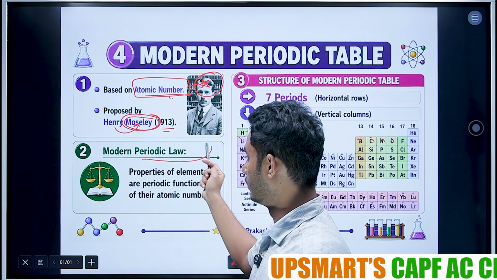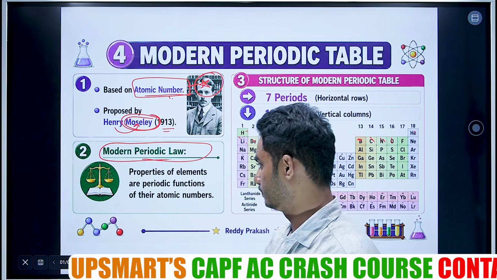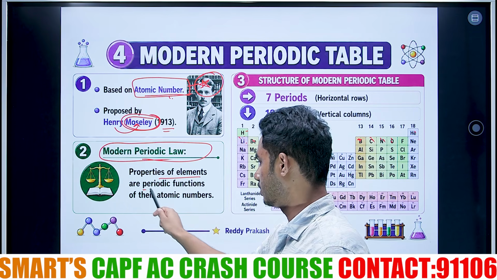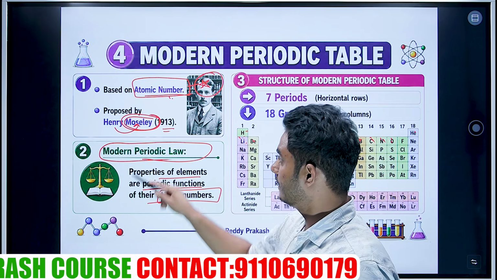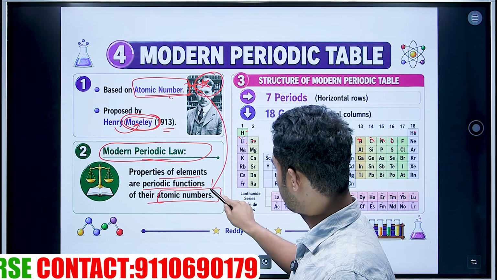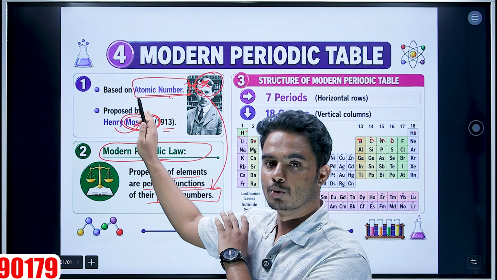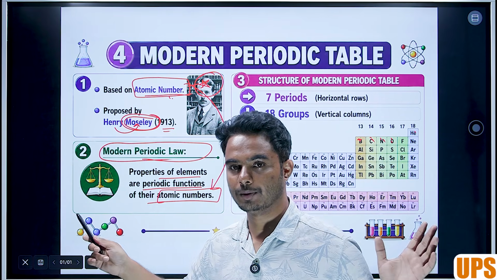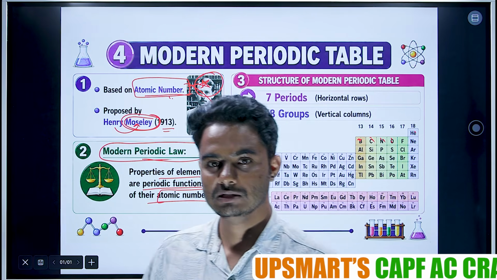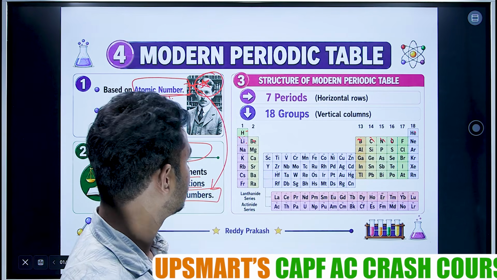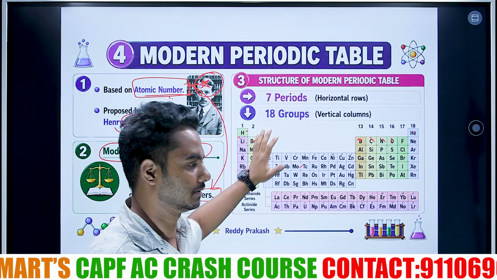Next is the modern periodic law. Do you think there is any change in the modern periodic law? No. Properties of elements are periodic functions of atomic number. Everything is the same except that atomic number came up. Until then it was atomic mass. Moseley came up and told that it's not atomic mass, it is atomic number. All these things I already explained.